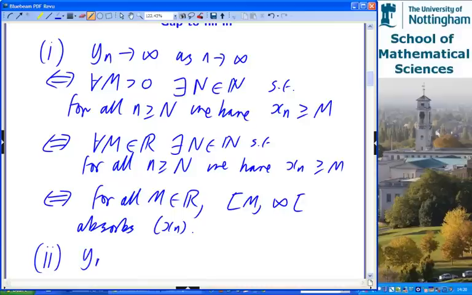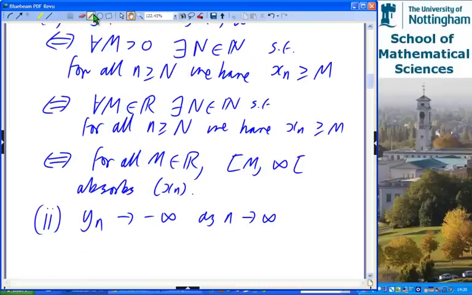Yn tends to minus infinity, and then tends to infinity. If and only if, well, you can use the m smaller than naught or something. I'll just do the all m in R again, but this time it's the negative n that's interesting. So I say for all m in R, but you should be interested in the negative n this time.